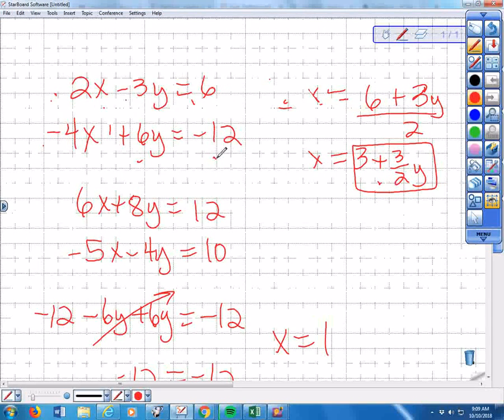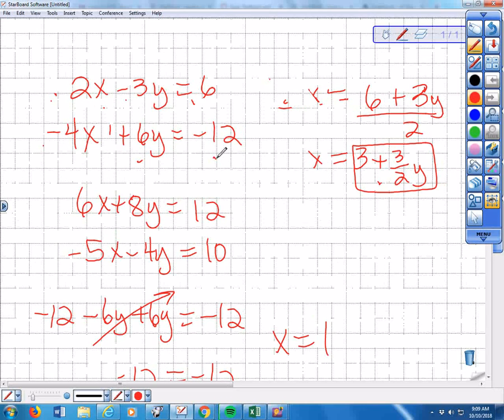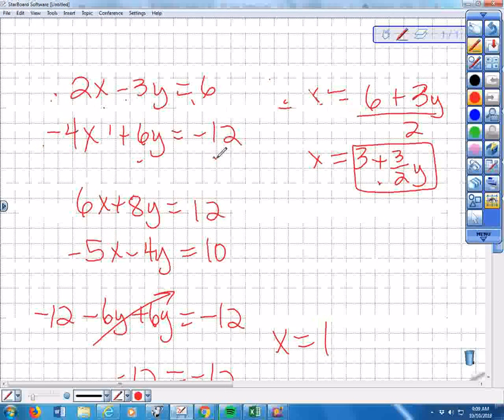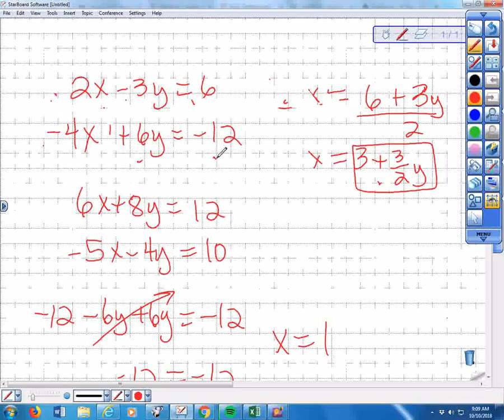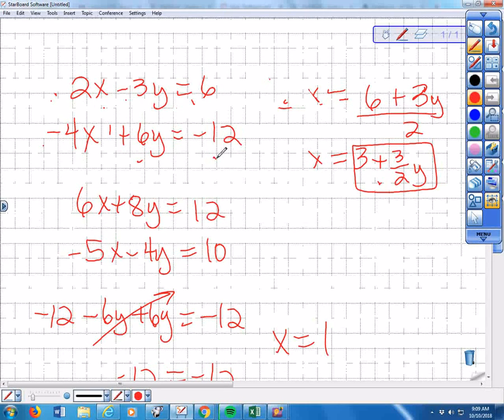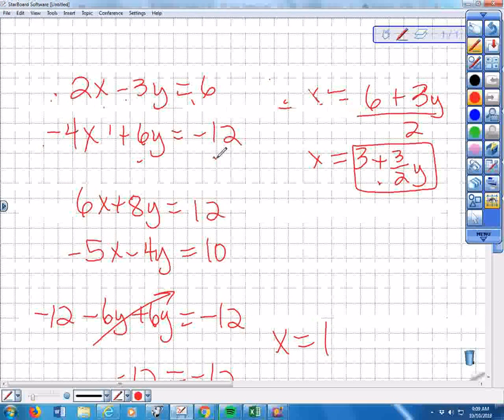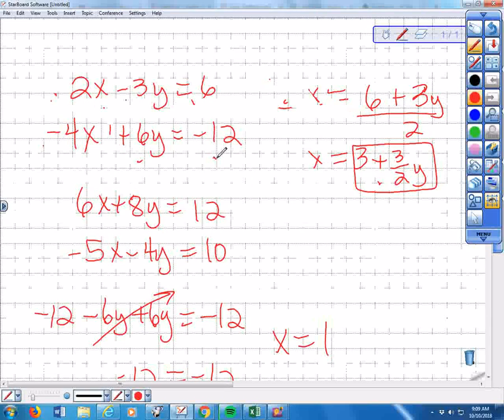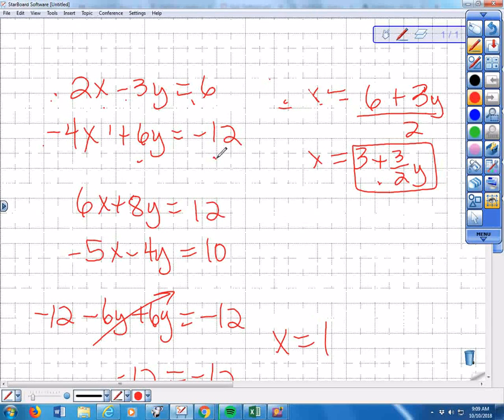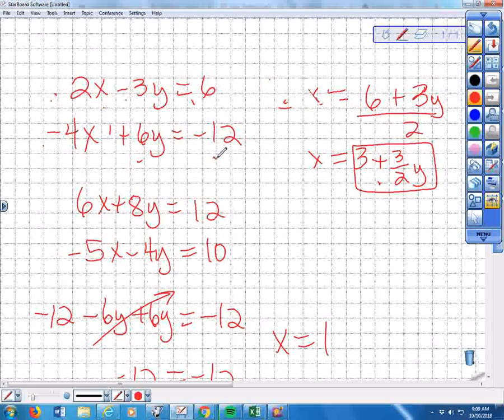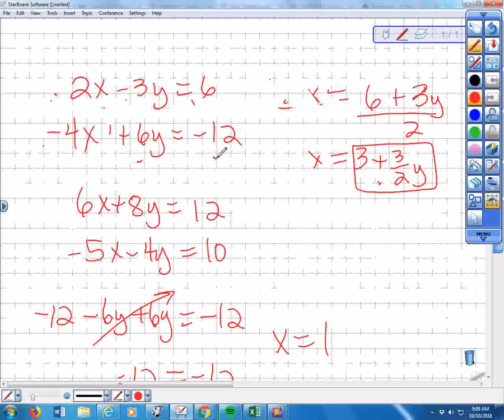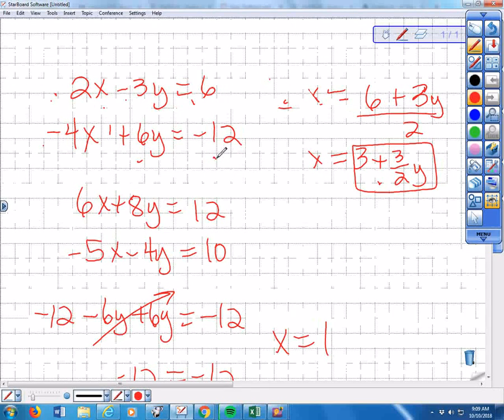So when I solve them algebraically and I get negative 12 equals negative 12 or 0 equals 0 or 6 equals 6 as my answer, all that tells me is those two lines originally were the same line. And if you graph the same line, don't you see that every point those two lines cross are solutions? That's why there's an infinite number of solutions.